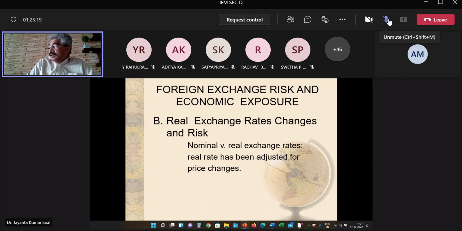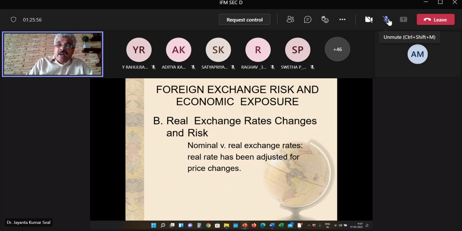So understand real exchange rate and nominal exchange rate. You understand nominal rate and real rate of interest. Nominal rate is equal to real rate plus inflation, or if you deduct inflation from the nominal rate, you get the real rate. Similarly, there is one nominal exchange rate and one real exchange rate, which is basically adjusted for price changes. So here also there is a question of inflation. From the nominal exchange rate, if you deduct the inflation part, you get the real exchange rate.